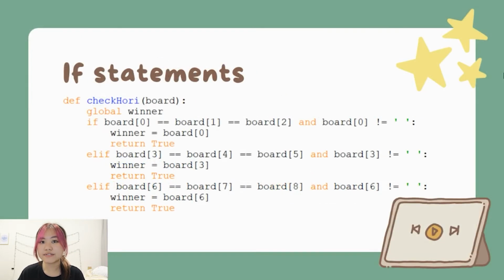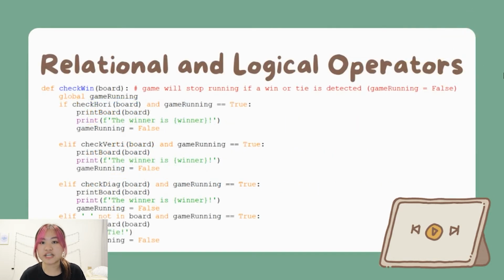Besides that, I also used if statements to check for wins and ties. For example, I used that if board 0 equals board 1 equals board 2, which is the first top row, and board 0 is not a blank, meaning that the whole row is either all X's or all O's, then the winner would be board 0, which is either X or O depending on what symbol has been placed there. This same method is then used again for checking other rows, checking columns, and also to check matching diagonals.